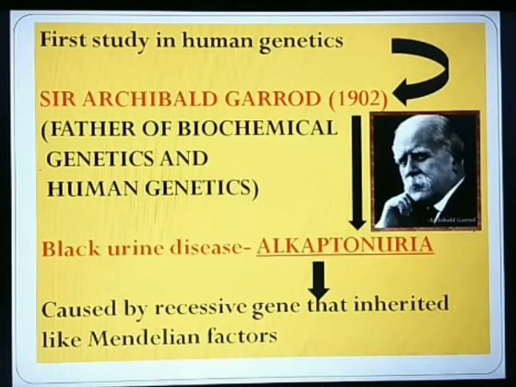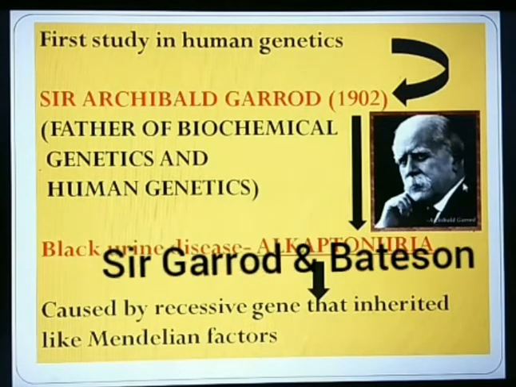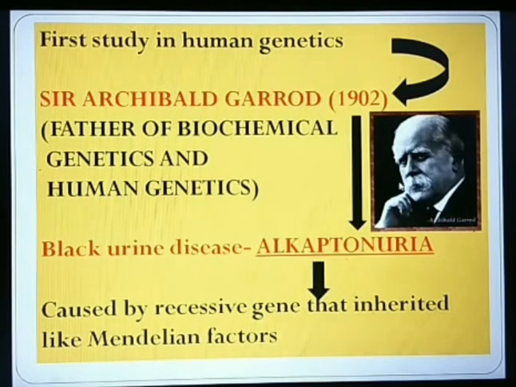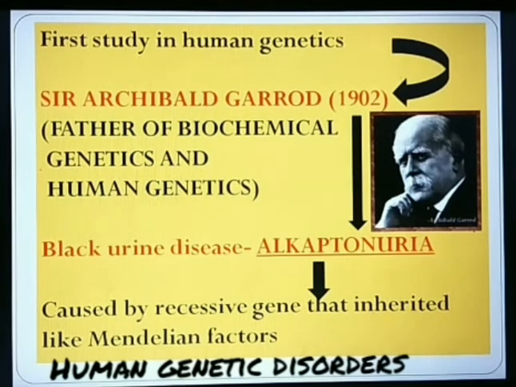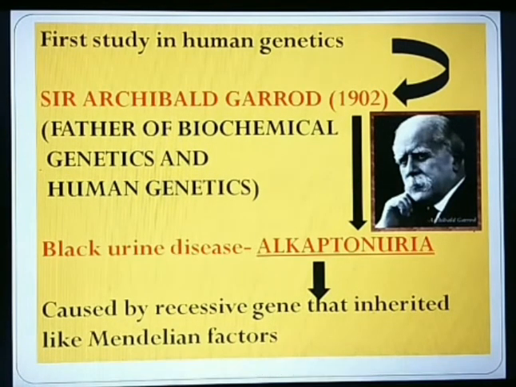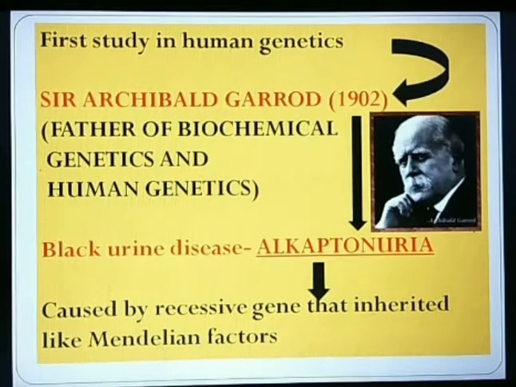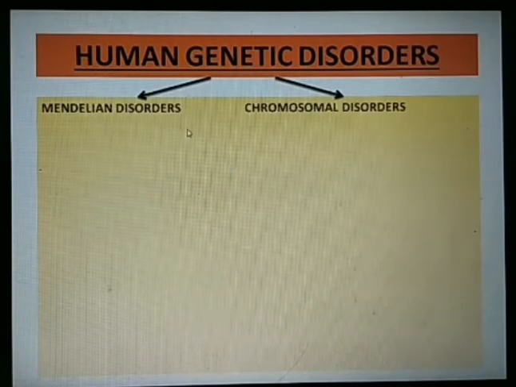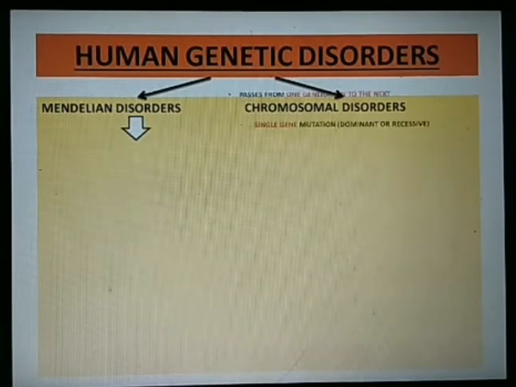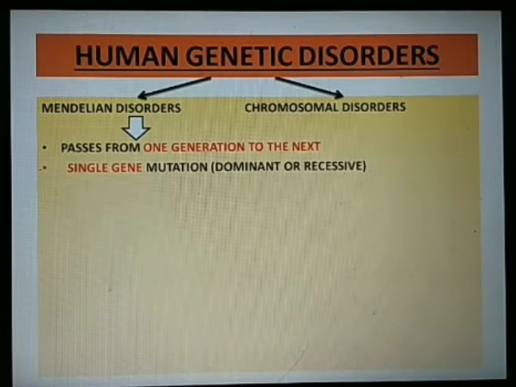Sir Garrod and William Bateson in 1902 reported several disorders seen in the human population that seemed to be inherited like Mendelian genes. So from here, the study on human genetic disorders started. Disorders can be grouped into two categories, namely Mendelian disorders and chromosomal disorders. Mendelian disorders are transmitted from one generation to the next following Mendelian principles of heredity.